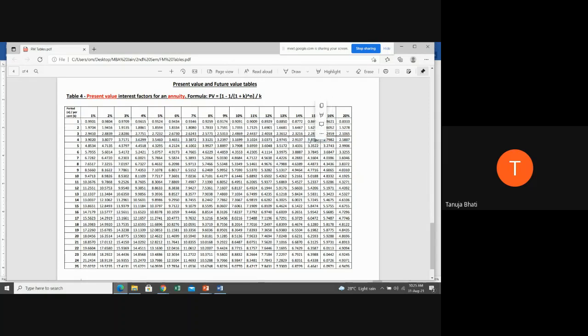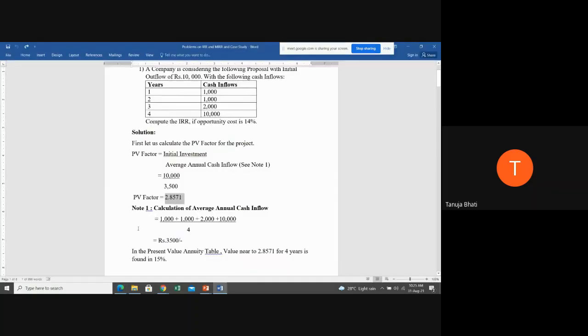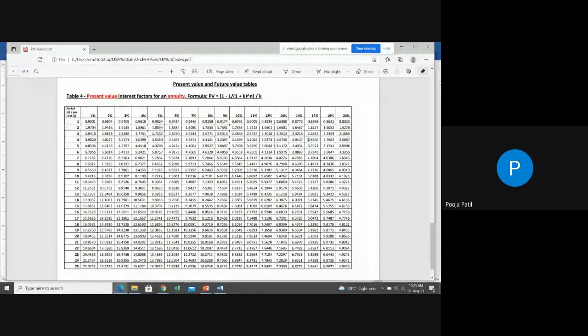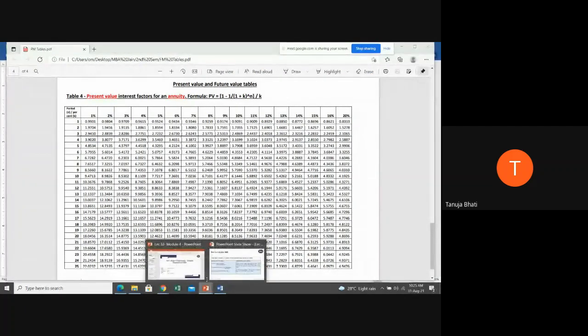So it is nearing 2.85. In the present value annuity table, the nearest value to 2.8571 for 4 years is found at 15%. Now, is IRR 15? Ma'am, between 15 and 16. Yes, but we are using the trial and error method, students. When cash flows are equal, your answer is correct.